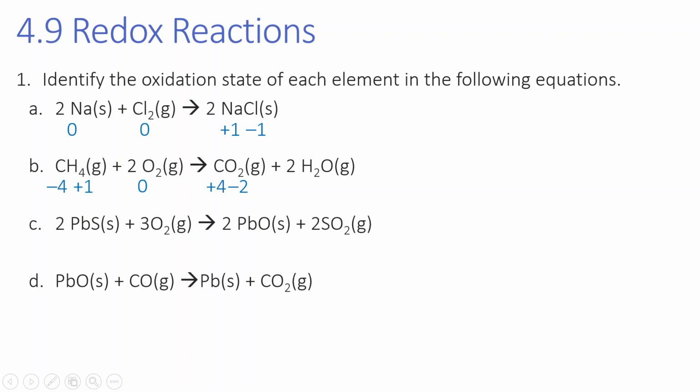Next up we have H2O, which is again a neutral compound. So oxygen is -2 and hydrogen is +1. So that adds up to 0 whenever we account for 2 hydrogens. Go ahead and pause this video and take a few minutes to work through questions C and D. You can return here whenever you're ready to move on.